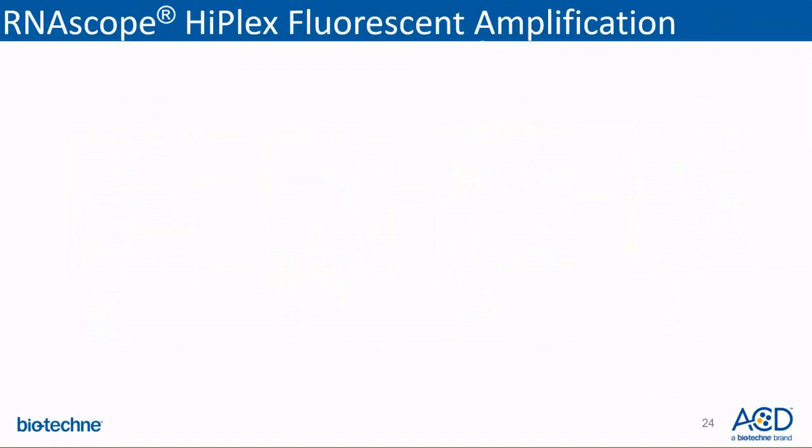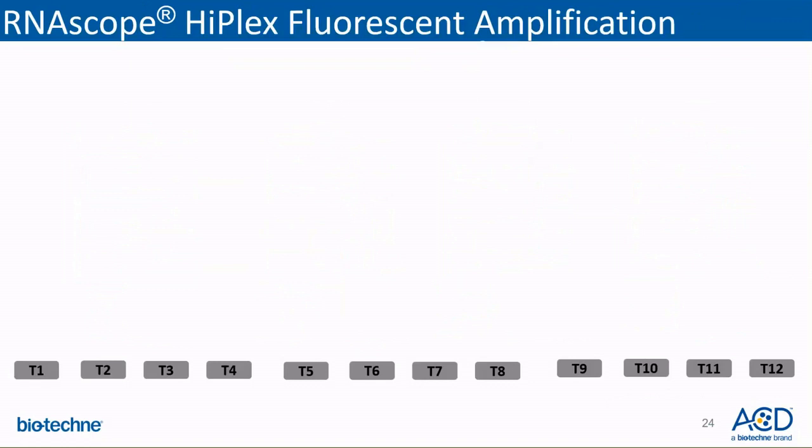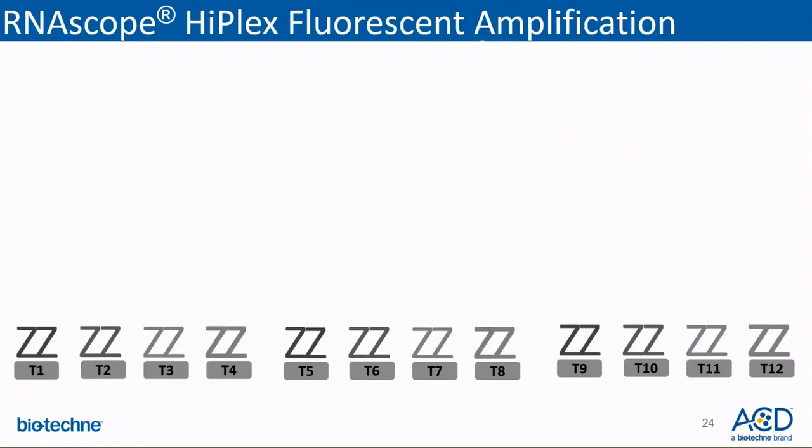RNAscope HiPlex allows simultaneous detection of up to 12 targets on the same fresh or fixed frozen tissue sections. This assay is based on ACD's proprietary signal amplification and background suppression technology. Each probe is designed or assigned a specific tail sequence or type referred to as T1 to T12. The target probes, which can be up to either 8 or 12, are hybridized and amplified together.